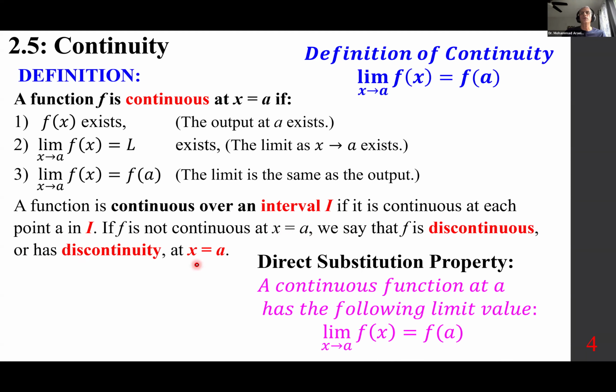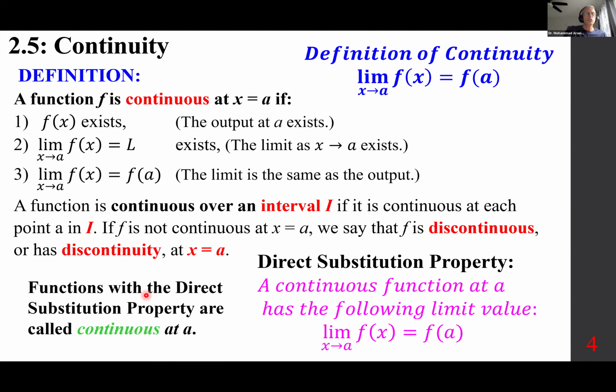We are all familiar with the direct substitution property. A continuous function at a has the following limit value: the limit of f of x as x approaches a equals f of a. Functions with the direct substitution property are called continuous at a. Every function we studied in pre-calculus and college algebra is continuous in its entire domain, which means we should know what the domain of those functions are.